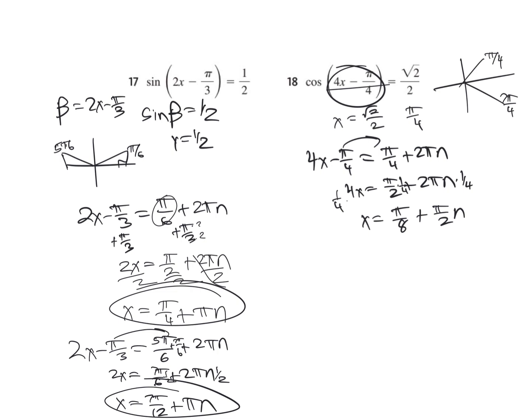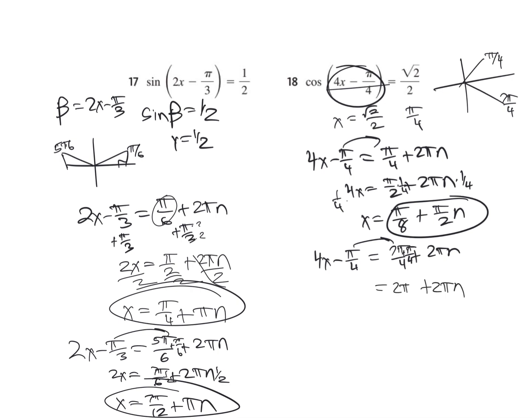And then the other one, 7 pi over 4. So 4x minus pi over 4 equals 7 pi over 4 plus 2 pi n. So we add pi over 4, and we get 8 pi over 4, which is 2 pi plus 2 pi n. That's 4x. Divide by 4 or multiply by 1/4. And you get x equals pi over 2 plus pi over 2 n.